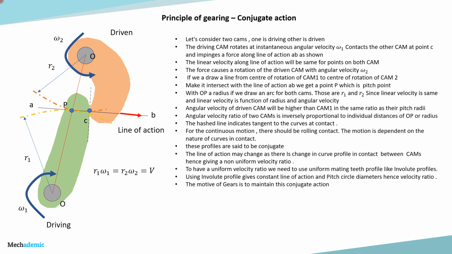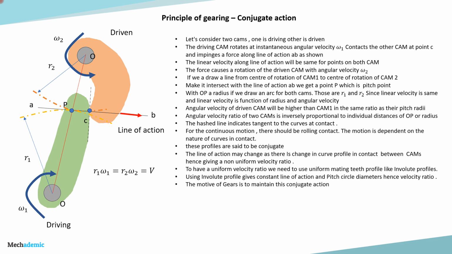So we are considering two cams, one is driving and the other is driven. So the driving cam rotates at instantaneous angular velocity omega 1 and contacts the other cam, which is the orange cam, at point C and impinges a force along the line of action AB as shown. So there will be a linear velocity component along the line of action and it will be the same component for both the cams. The velocity is a result of the force which is being exerted. So the force is causing the rotation of the driven cam with the angular velocity omega 2.